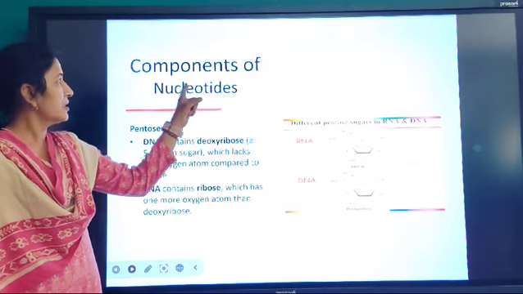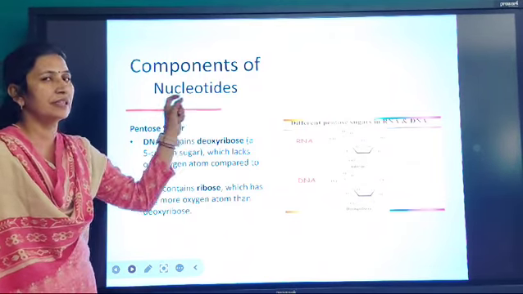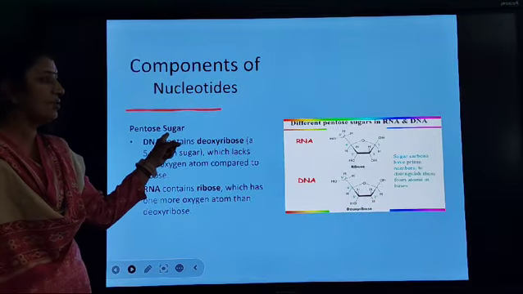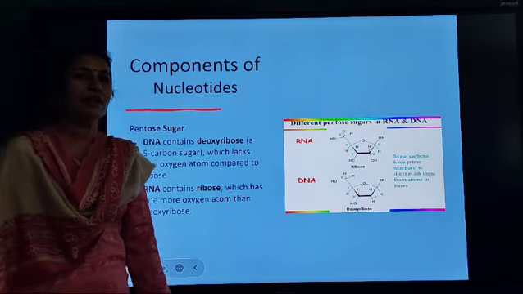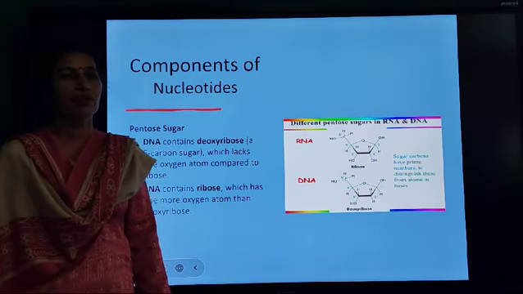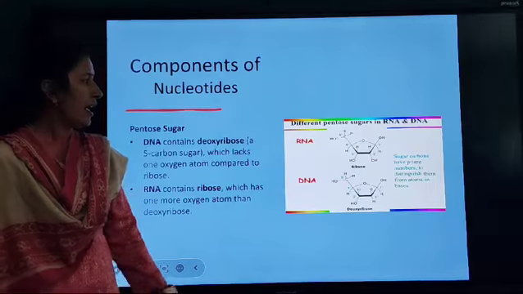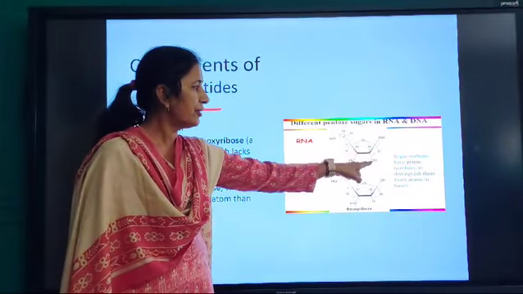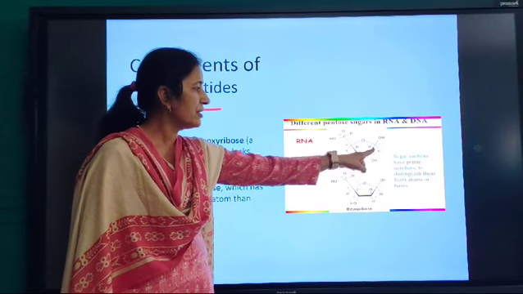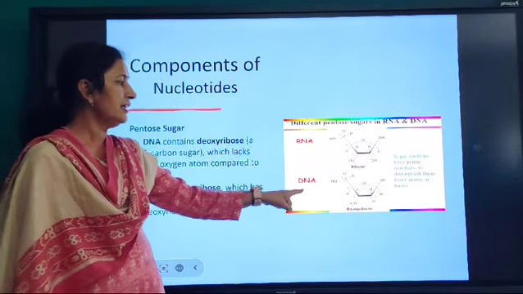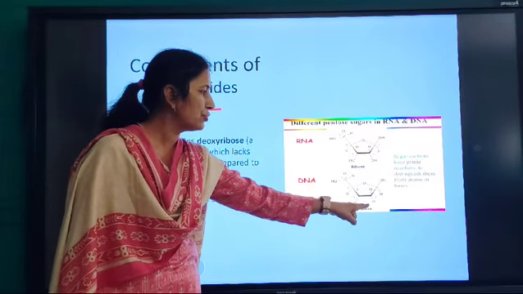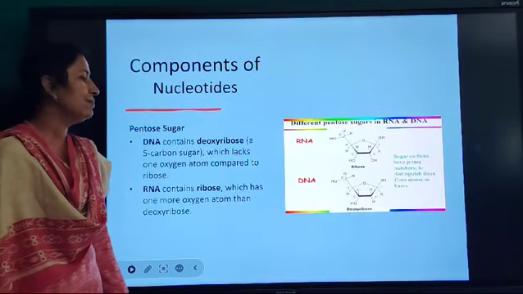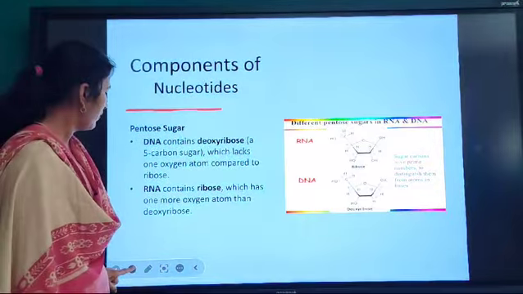Now let us discuss the components of the nucleotides. There are three main components. One is the pentose sugar. The sugar present in the nucleic acid may be ribose or deoxyribose. As you can see in this figure, in case of ribose sugar, at position second, a hydroxy group is present. Whereas in case of deoxyribose sugar, at position second, a hydrogen is present, which makes DNA more stable.